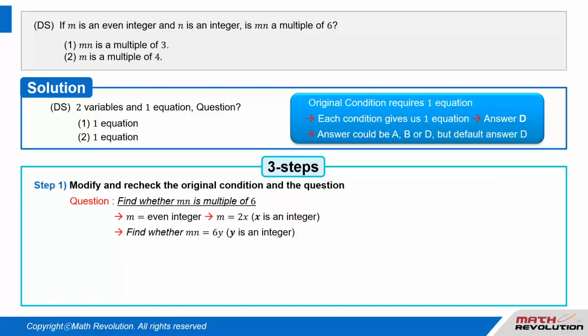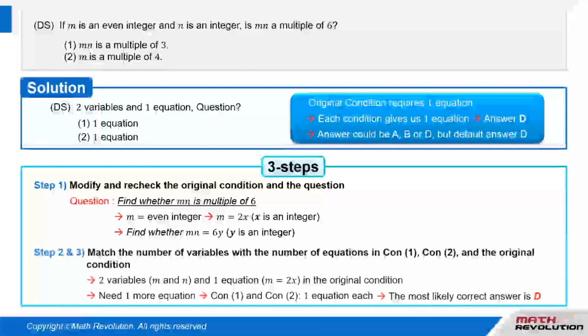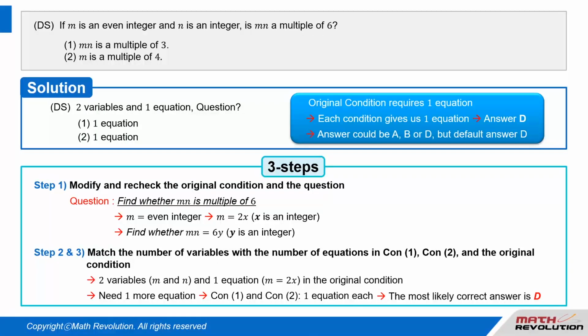Follow the first step of the variable approach by modifying and rechecking the original condition and the question. We have to find out whether m times n is a multiple of 6 if m is an even integer. We know m equals 2 times x, where x is an integer, and we have to find out whether m times n equals 6 times y, where y is an integer. Follow the second and third steps.